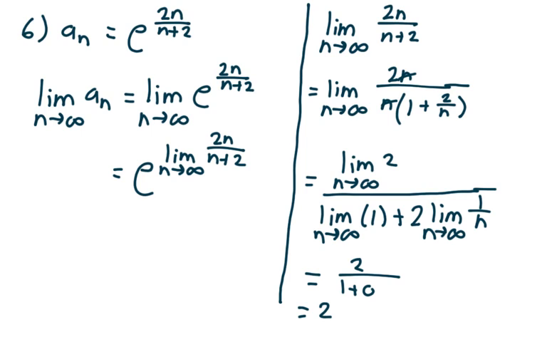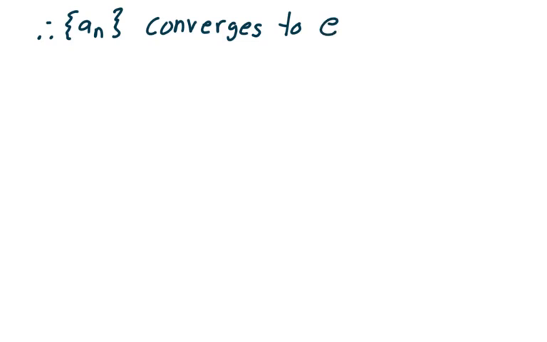So we did the hard work off to the side, and there's nothing wrong with that, by the way. And so this is equal to e squared. And we can thus say that this sequence a sub n converges to e squared.